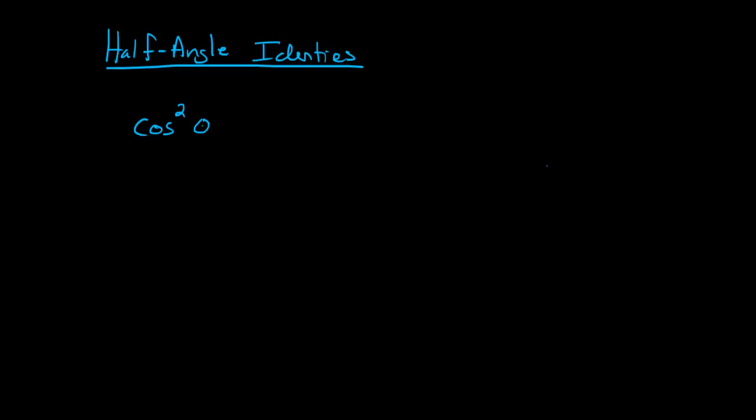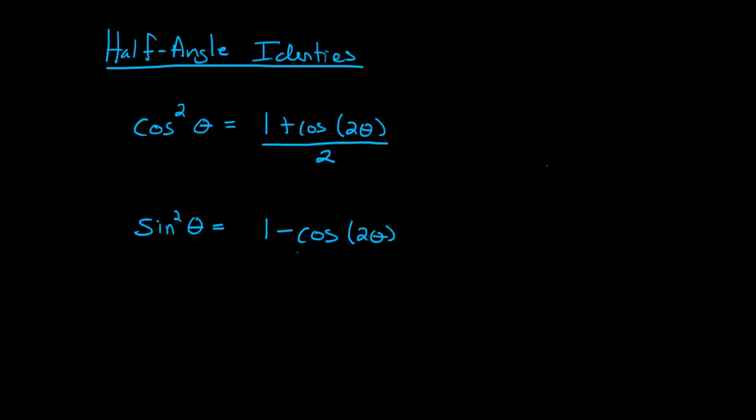Cosine squared of theta will be equal to 1 plus cosine of 2 times theta, all divided by 2. And we can talk about sine squared of theta, and this will be equal to 1 minus cosine of 2 theta, and this will be all divided by 2. So we are able to reduce the angle by a value of 2, which I think works out really well. So you're going to see this quite often in calculus 2, especially when you talk about how to reduce and use this thing called integration.